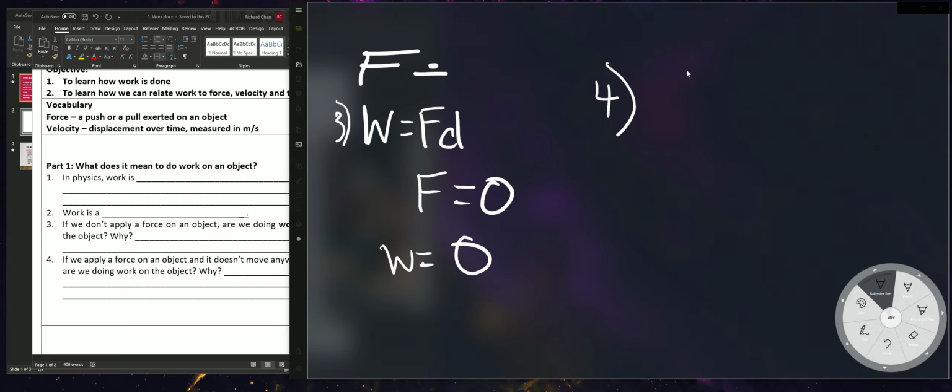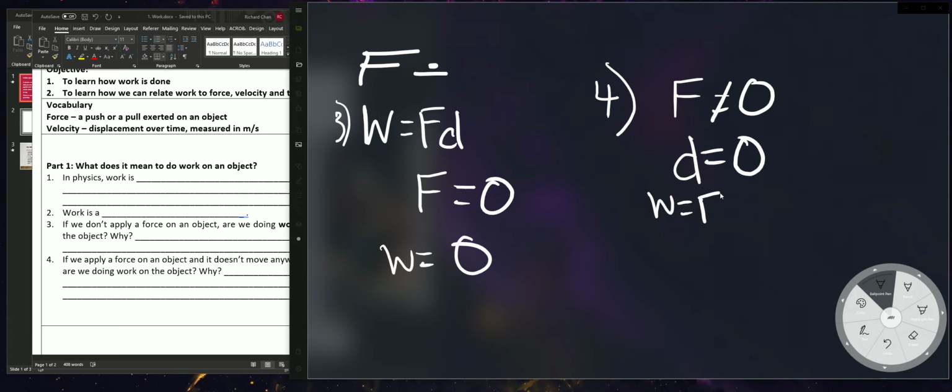And for number 4, if we apply a force on the object, so let's say our force is not equal to 0, and it doesn't move anywhere, so the distance you travel is 0, well, what's my work done on the object? My work done on the object is now 0 because d is 0, and 0 times anything is going to be 0. And this is in joules.